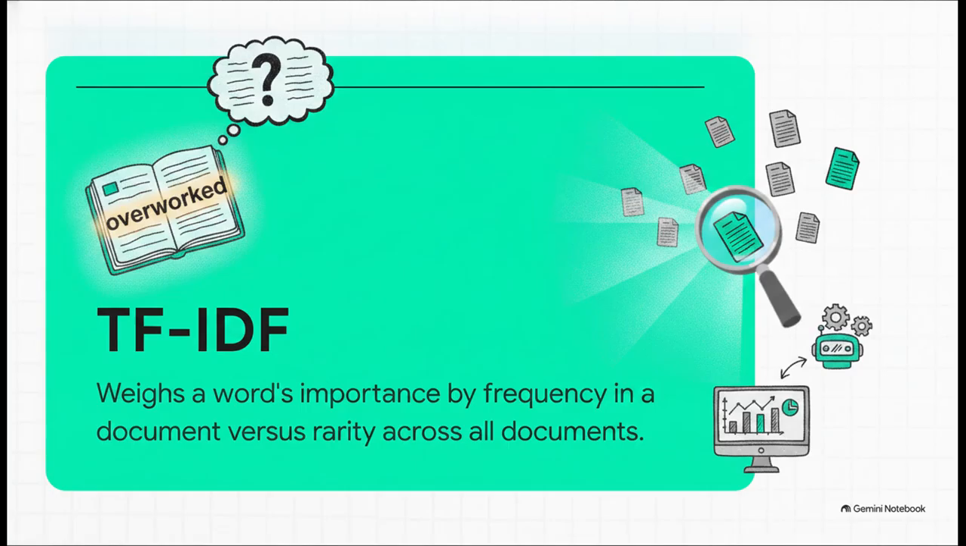To unlock the hidden value in those open-ended text comments, we use something called TF-IDF. This essentially shines a spotlight on rare, high-impact words like overworked. Think of it like this. If a word like overworked is super rare in the overall dataset, but it appears heavily in one specific employee's comment, TF-IDF flags it as carrying a really high importance weight.